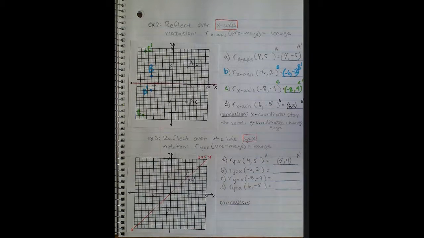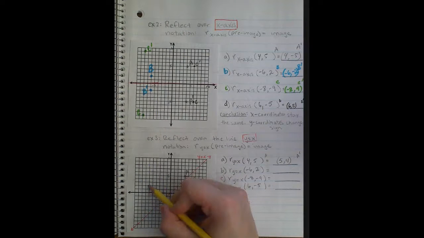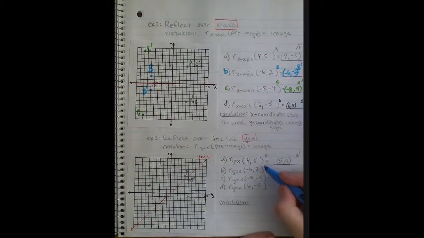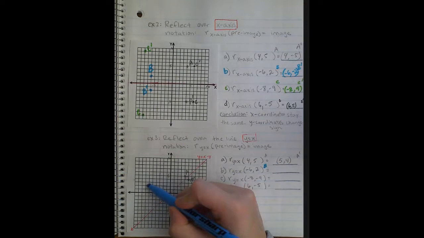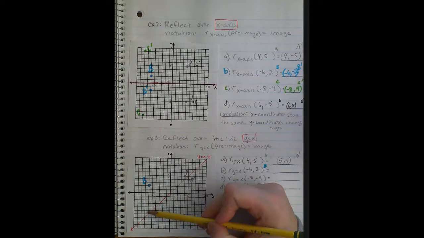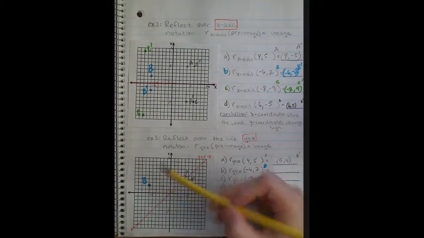So we'll try with another point, (-6, 2). This one's a little bit further away. You name this one B. B is all the way out here. So try that strategy where you kind of can box it in.